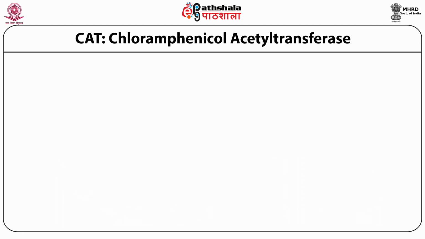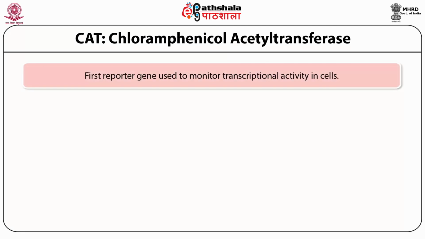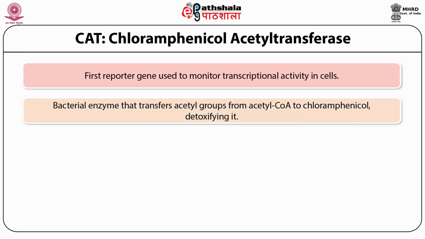CAT gene, which codes for chloramphenicol acetyltransferase. This is the first reporter gene used to monitor transcriptional activity of promoters. This CAT gene is derived from bacteria. As I mentioned, it codes for chloramphenicol acetyltransferase, which has the ability to transfer acetyl groups from acetyl-CoA to chloramphenicol, thereby detoxifying this particular antibiotic.